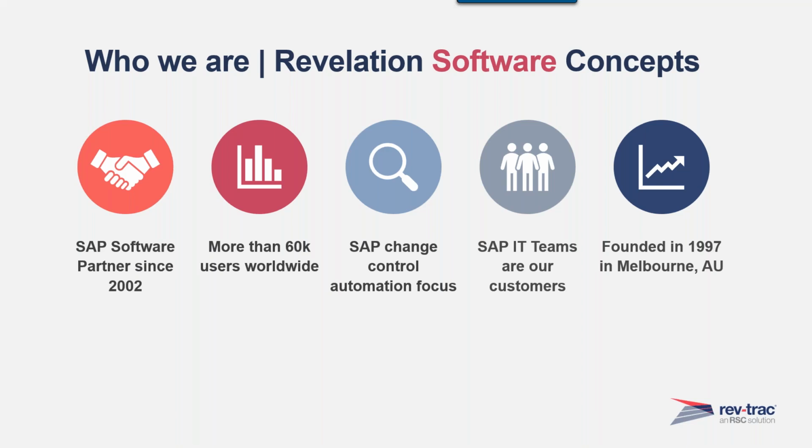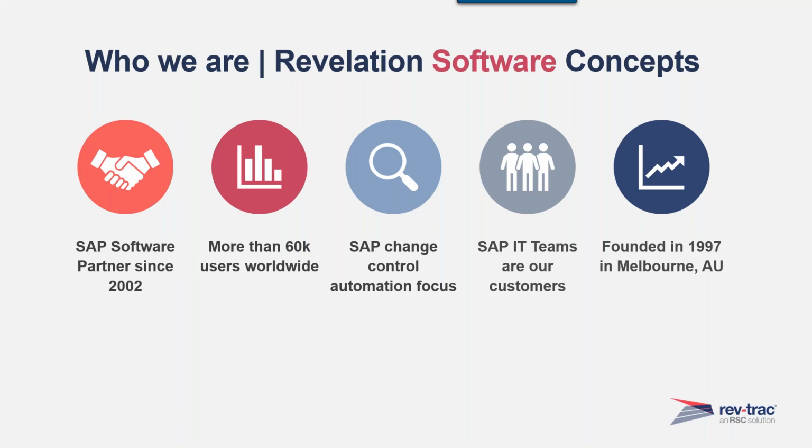We've been at this for almost 20 years now as a company. We've been part of the SAP Partner Network since 2002. We have lots of users of the Rev-Track software worldwide. We're happy to have those customers all over the world. As a company, we're 100% focused on SAP change control. So we integrate, as we're going to be talking today, with ITSM and testing solutions, so we don't lose focus on those. We just focus 100% on SAP automated change control.